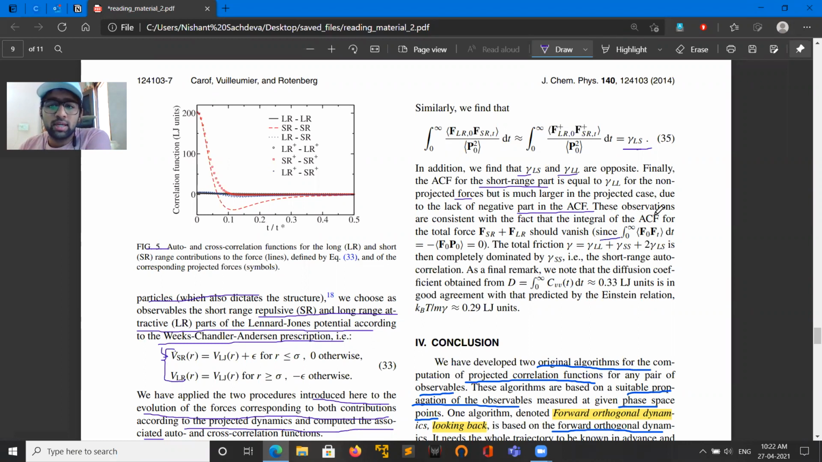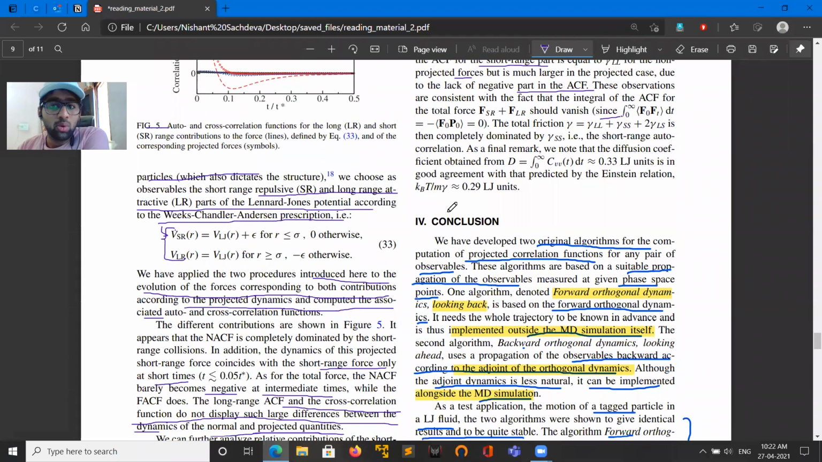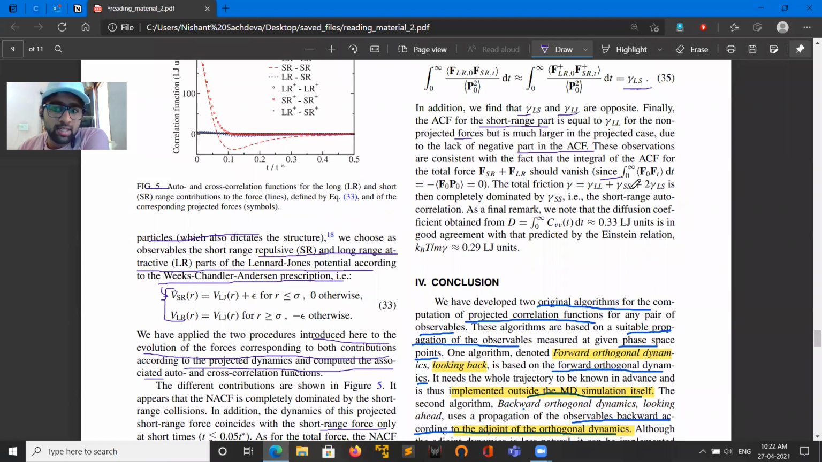These observations are consistent with the fact that the integral of the ACF for the total force should vanish. That is, the integral from 0 to infinity dt of the average of f0 ft should vanish. The total friction gamma, as gamma ll plus gamma ss plus 2 gamma ls, is then completely dominated by gamma ss, that is the short range autocorrelation.